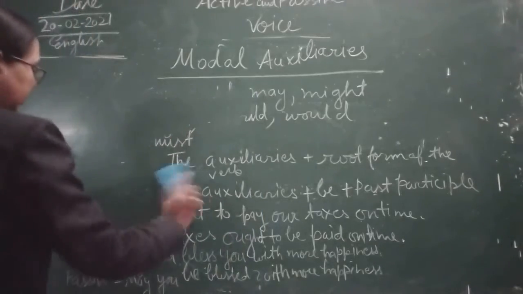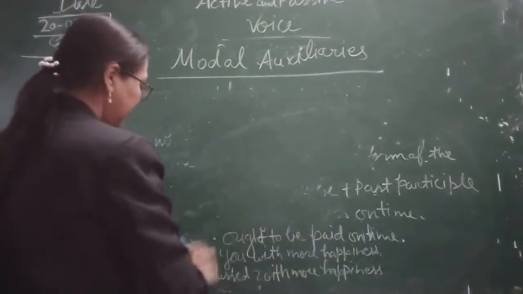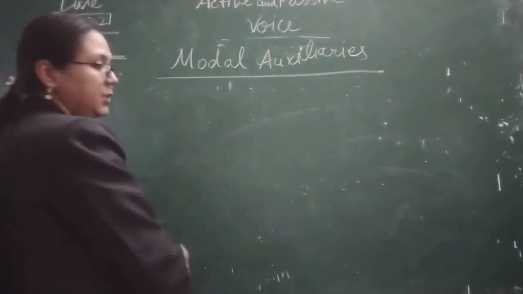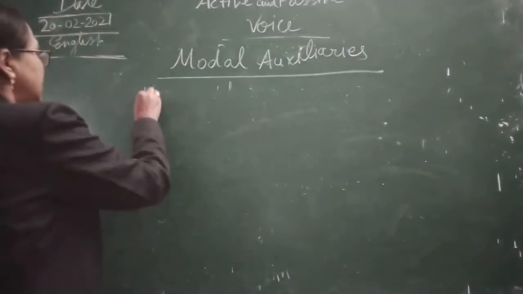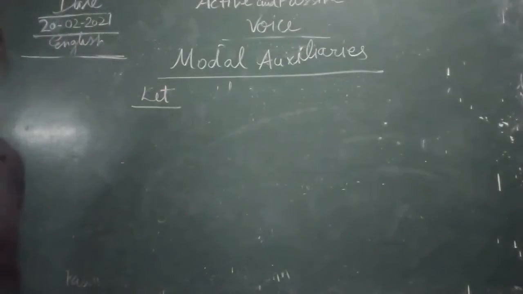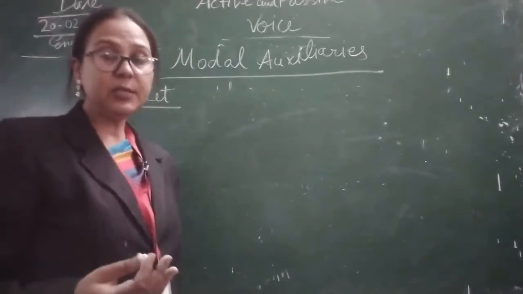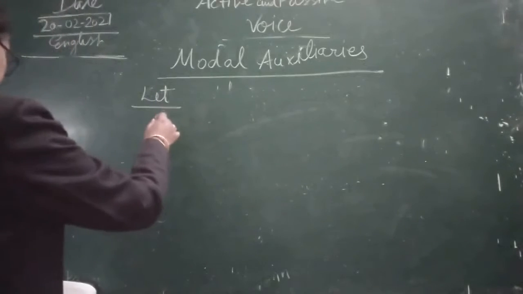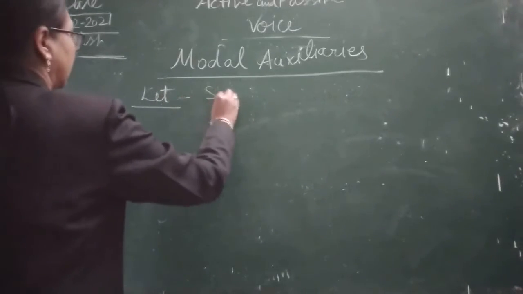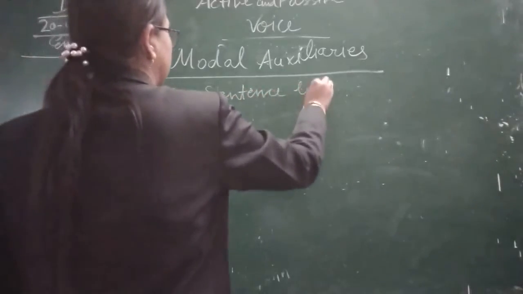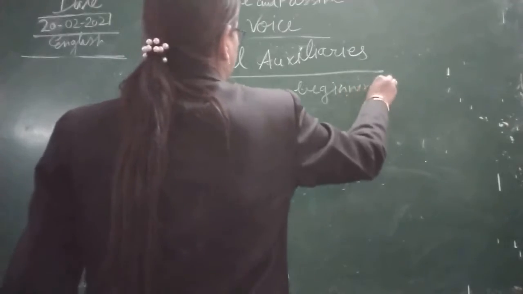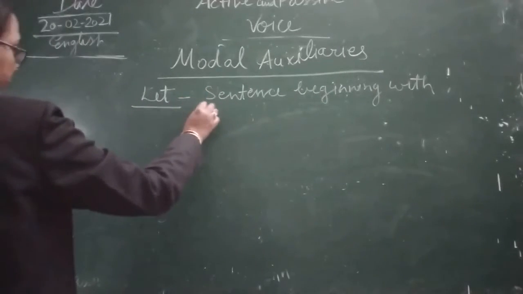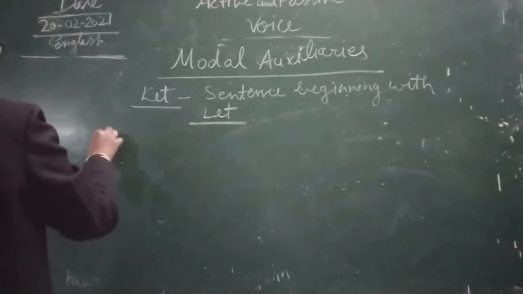Now in this, we will discuss how to write let. If in active voice it is given let, how will we write it in passive voice, children? So here you can see the word let. So children, let's start. If a sentence begins with let in active voice, what will we do?